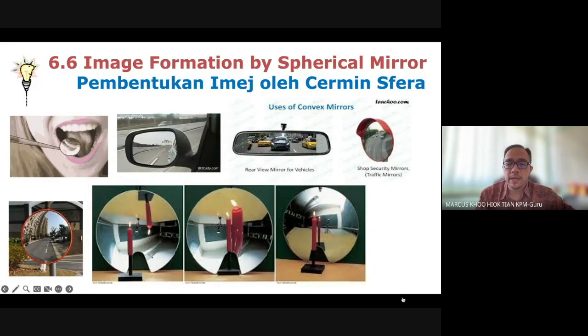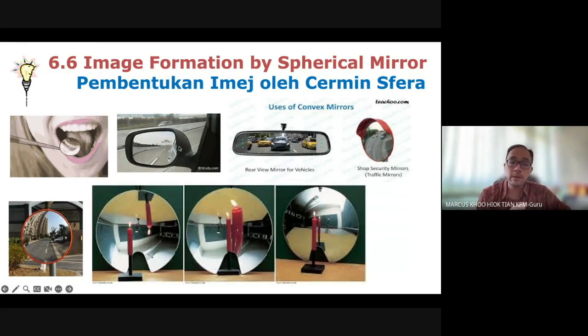Right, so let's begin. Today we're going to go into subtopic 6.6, which is the image formation by spherical mirrors. In our previous lesson, we were looking at the image formation by lenses. Remember that the most important thing about a lens is that light must pass through the lens.